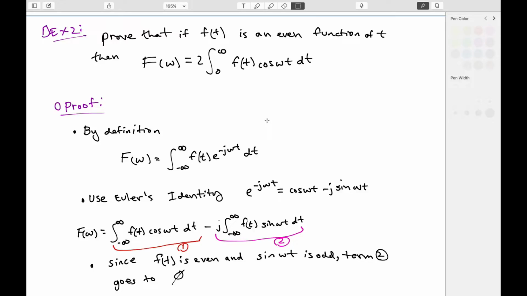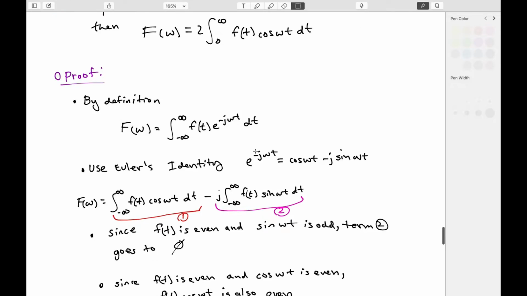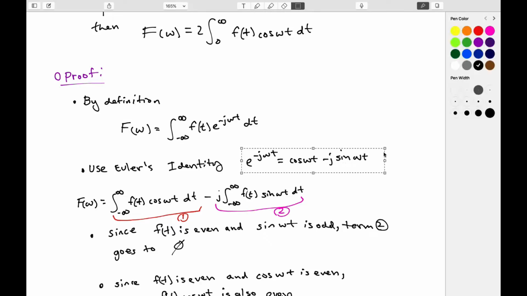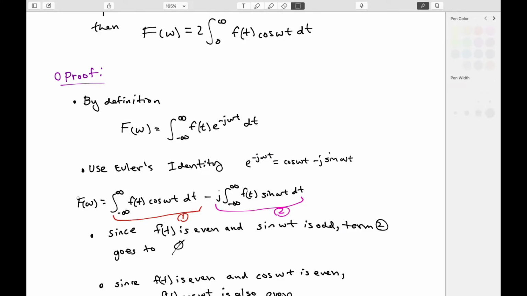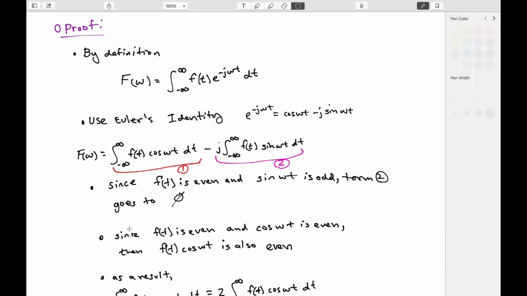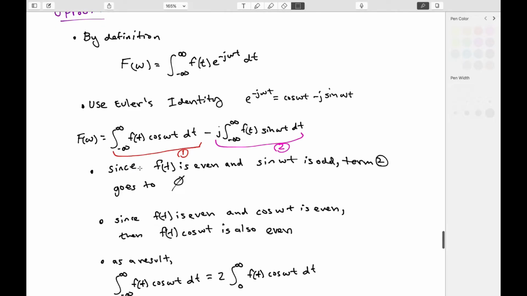So let's start with the definition of the Fourier transform. I know by definition that F of omega is equal to the integral from minus infinity to infinity of f of t e to the minus j omega t dt. If I use Euler's identity, I can break the exponential up into cosine omega t minus j sine omega t. And so that gives me two integrals. It gives me f of t times cosine minus j sine times f of t. And I'm going to call the first one expression 1 and the second one expression 2.